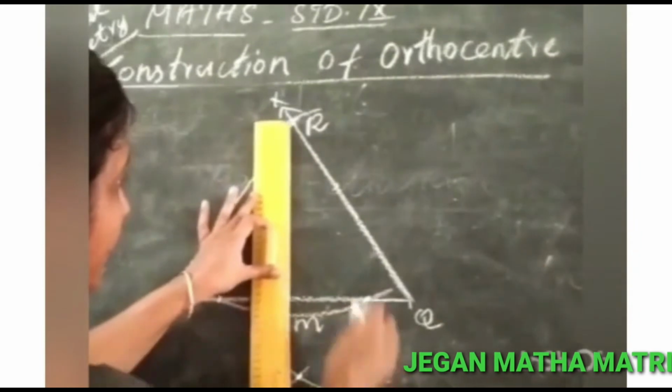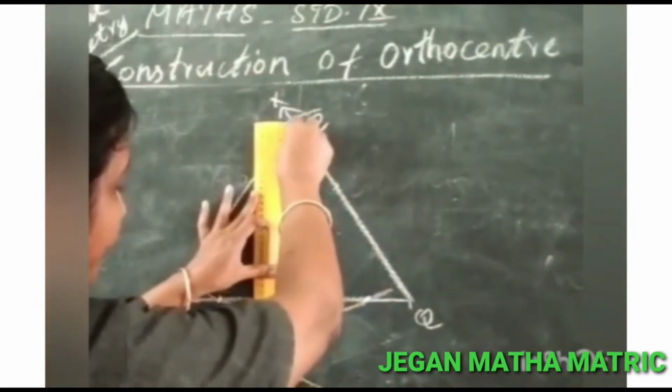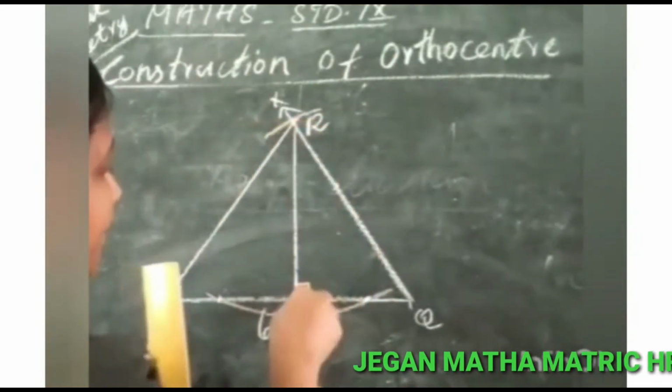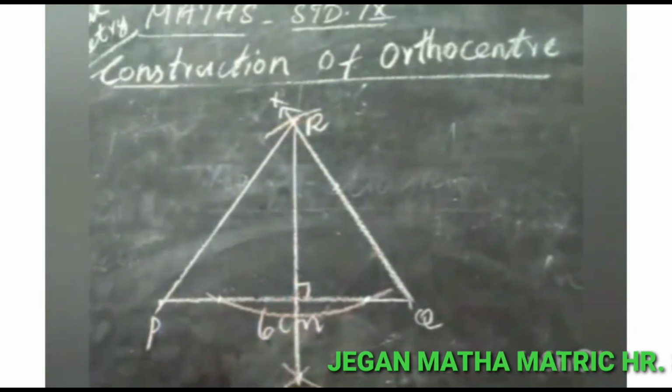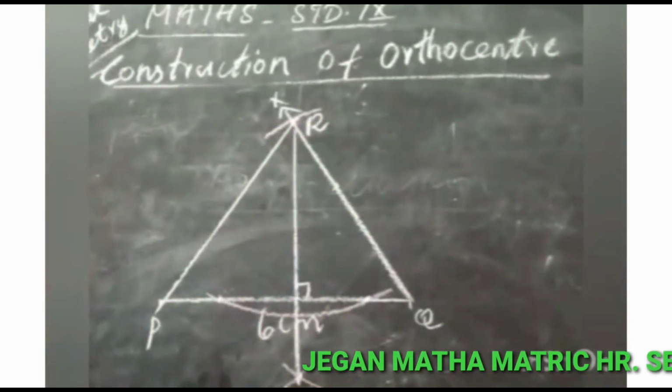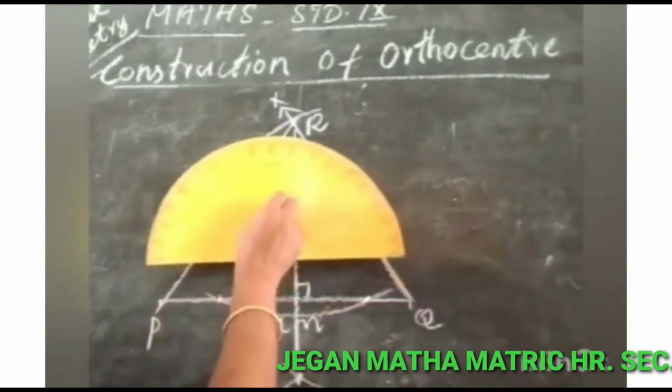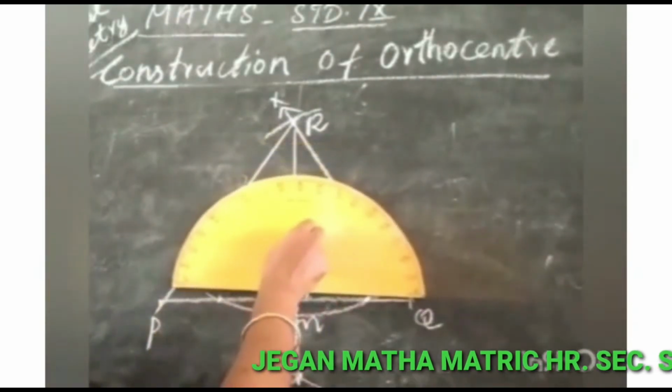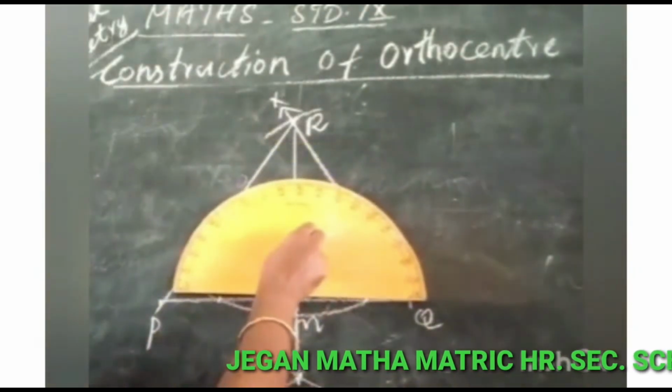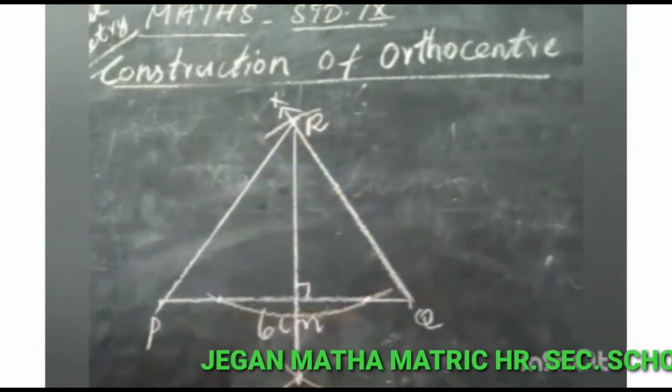Now you can join this to the R. Now this is the altitude. This one is exactly 90 degree. If you want to check that it is 90 degree, you can keep the protractor on that line, keep it like this and then check it. That is exactly 90 degree.